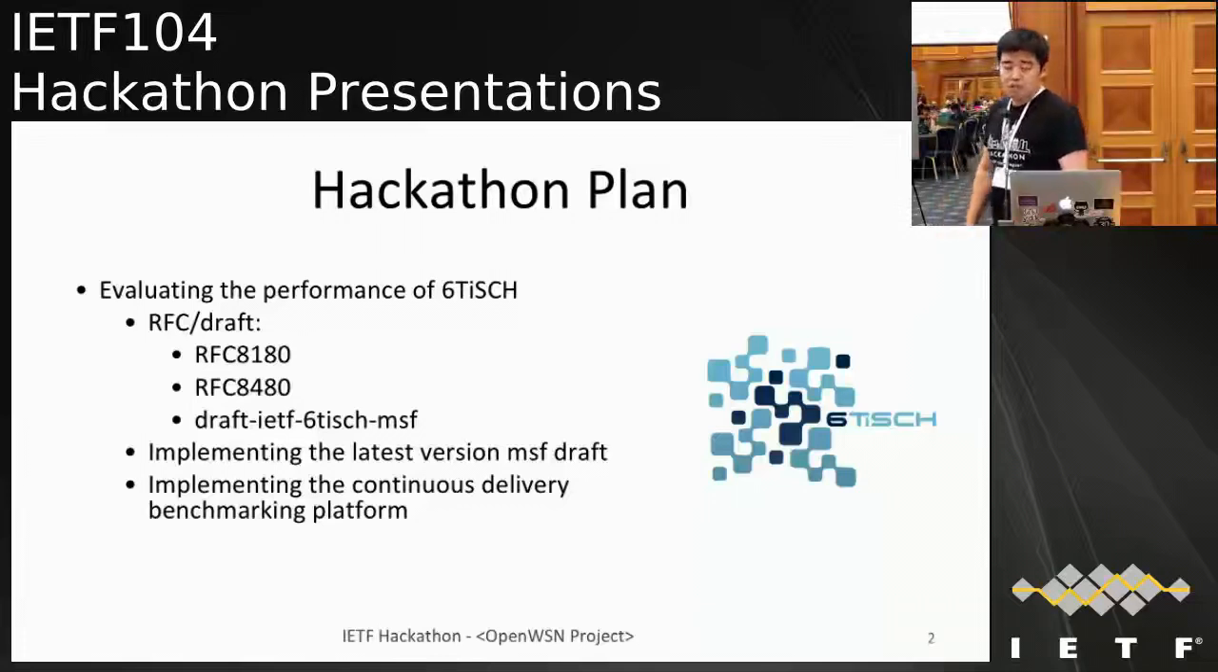So 6TiSCH is an active working group, and it already published several RFCs, like RFC 8180 and 8480, and also several drafts that we are right now trying to evaluate the performance of. One of them is the 6TiSCH MSF draft, which is a scheduling function running at the MAC layer. So in another target during the hackathon, we're trying to benchmark the 6TiSCH performance using a continuous delivery platform.